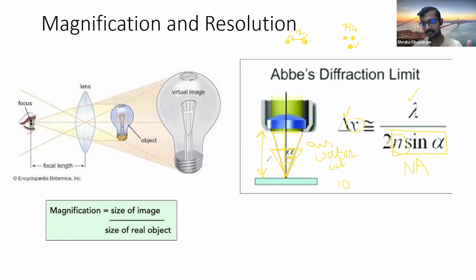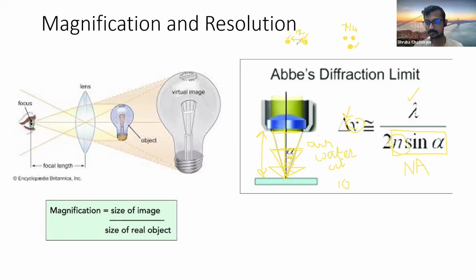the objective has to be operating from a much closer distance. It has to be placed much closer to the sample. So this cone also becomes much wider. The numerical aperture becomes larger because of the increased sine alpha. And for the refractive index, for example, for 63x and 100x objectives, you use oil, which has a higher refractive index. That also increases the numerical aperture, and therefore they give you better resolution.